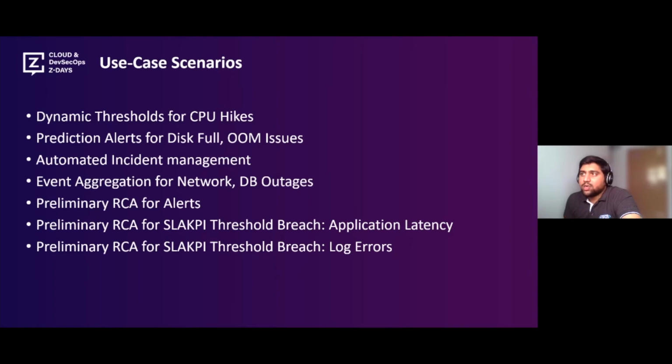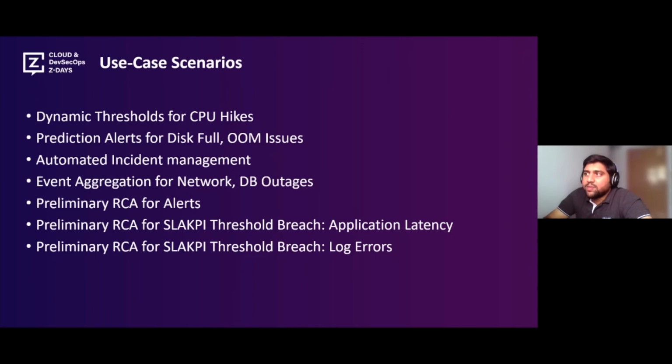So to overcome this, we have the dynamic thresholds, where the machine learning model will detect whether this is a common pattern or not. And if it is a common pattern, it will try to suppress the alert and send a notification to the SRE person to verify that. So that is the dynamic threshold CPU spikes use case.